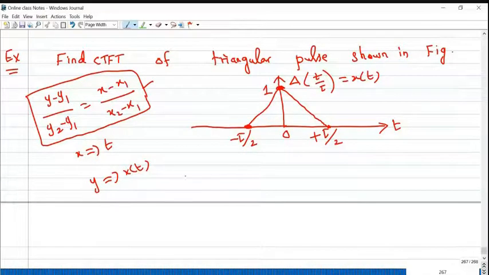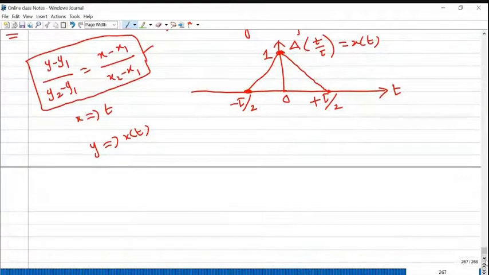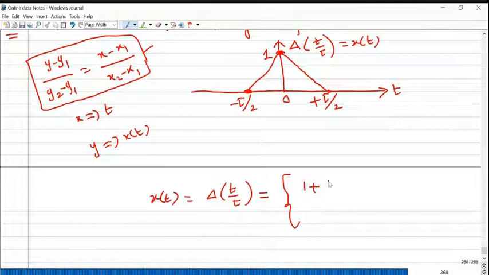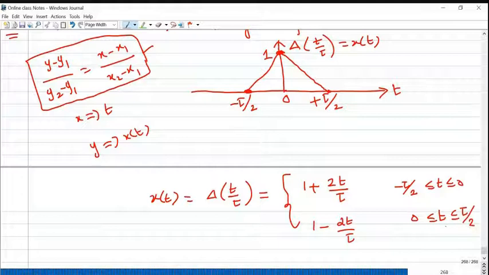Or if it is possible to remember the del function, x of t equal to del of t by tau, the result is 1 plus 2t by tau from minus tau by 2 to 0, or 1 minus 2t divided by tau from 0 to tau by 2. If you follow this procedure, you will get this result.